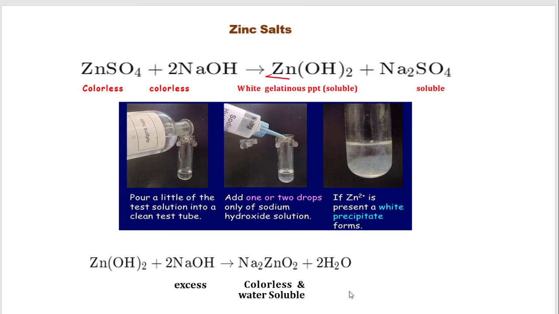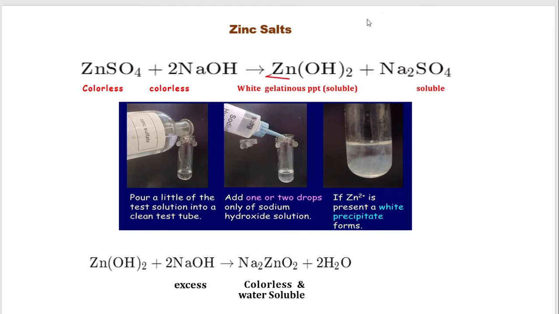That means we can say this white precipitate was soluble in excess NaOH and it leads to the formation of sodium zincate. Due to the formation of sodium zincate, this compound is water soluble. Hence, the precipitate dissolves.